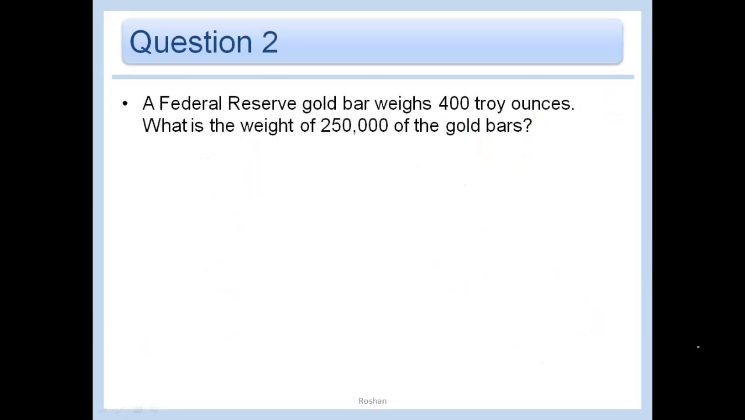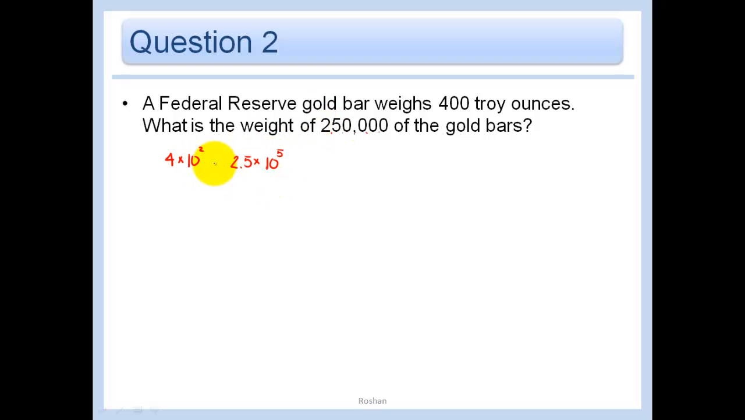A Federal Reserve gold bar weighs 400 troy ounces. What is the weight of 250,000 of the gold bars? Well, I'm going to just use scientific notation to solve this problem because I don't want to deal with all these zeros at the end. And so 400 is the same thing as 4 times 10 squared. And 250,000 is the same thing as 2.5 times, let's see, 10 to the 1, 2, 3, 4, 5, fifth power.